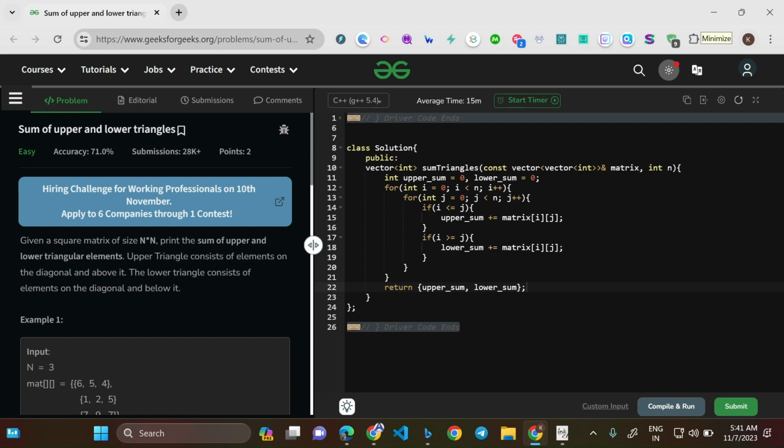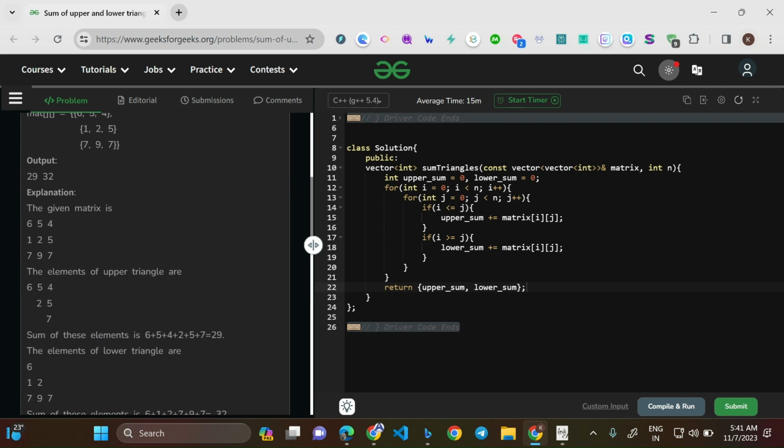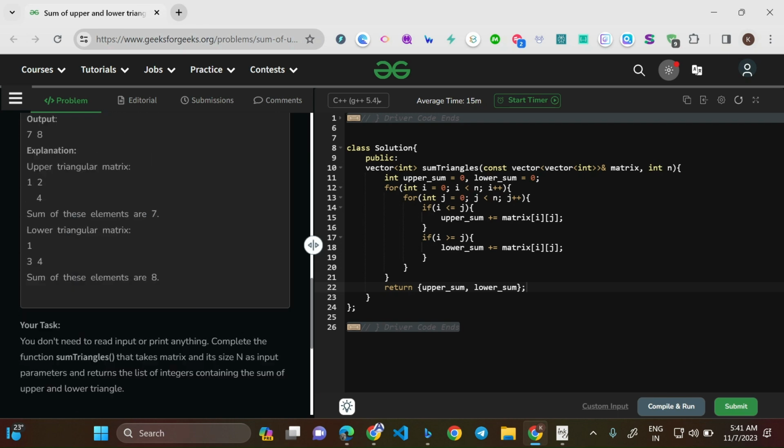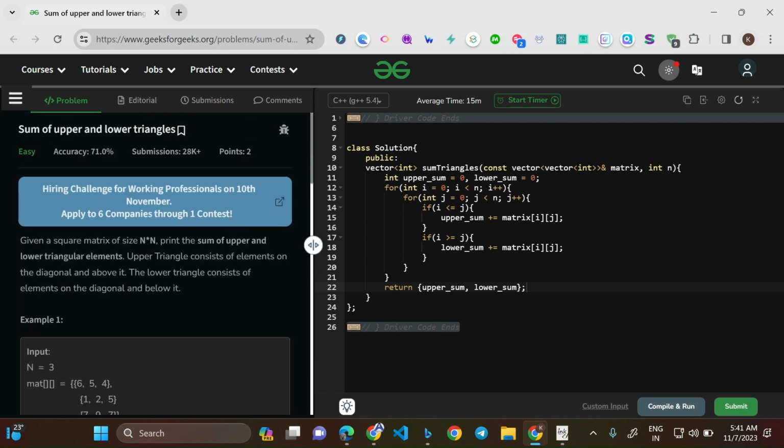In today's video, we'll be solving the problem sum of upper and lower triangles. It's an easy level question, and the company tags are not mentioned, but the topic tags are matrix and data structures. Okay, so let us go through the question.